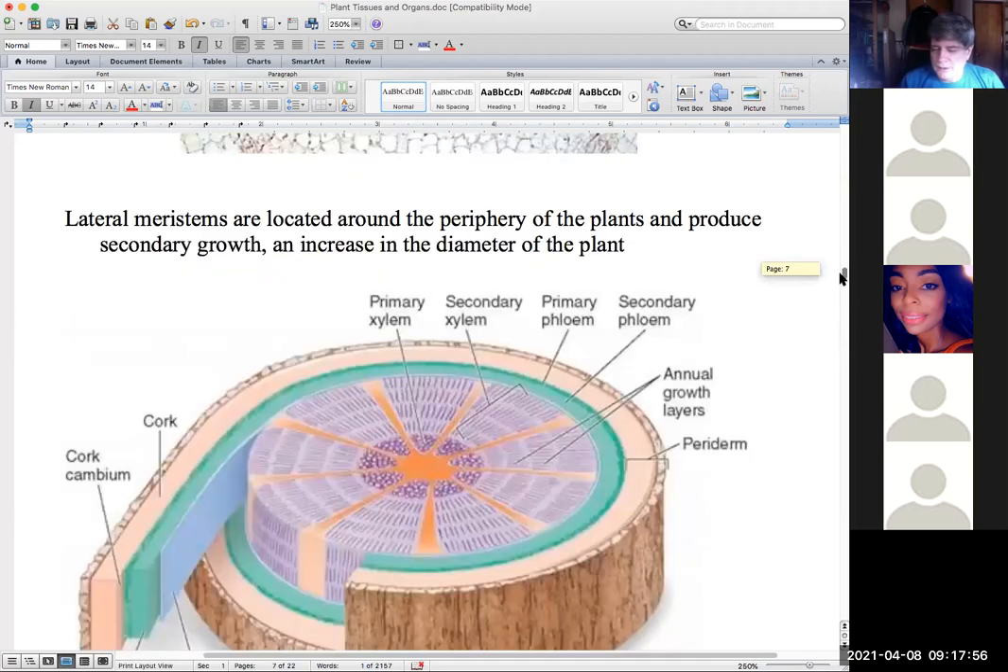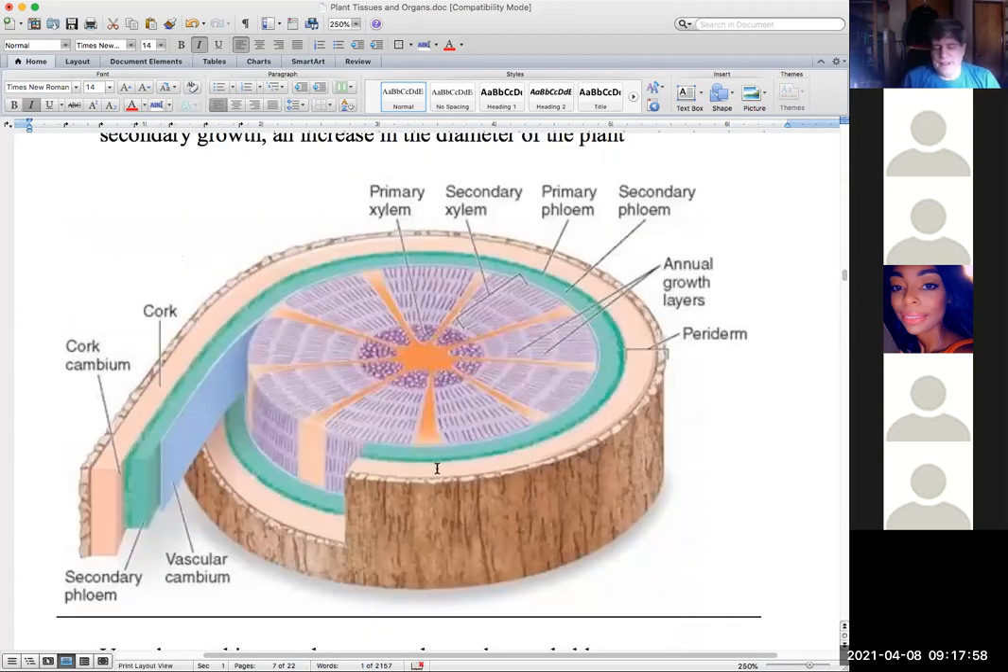So let's look at a diagram of a tree, and let's peel out the different layers. So let's start first with this kind of bluish layer, which notice they peeled off, but really goes all the way around the plant.